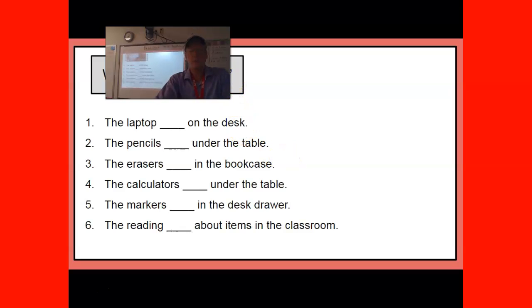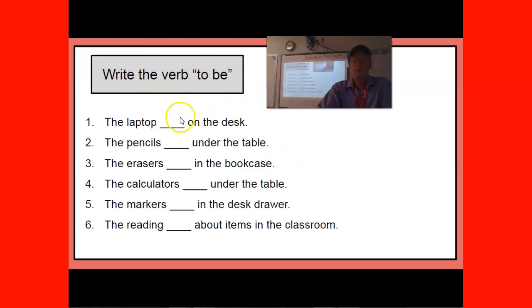Now, I want you to take a minute and tell me what be verb goes in each blank. Okay? So in number 1, what would go here? Is or are? Yeah, how do you know that? Yeah, it's singular. Laptop is singular, so we use is. All right, how about number 2? Good, are. The pencils are under the table because this is plural. Number 3?